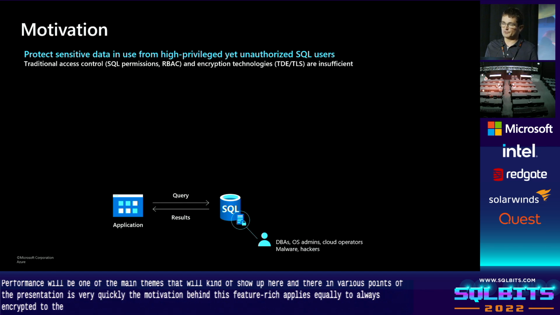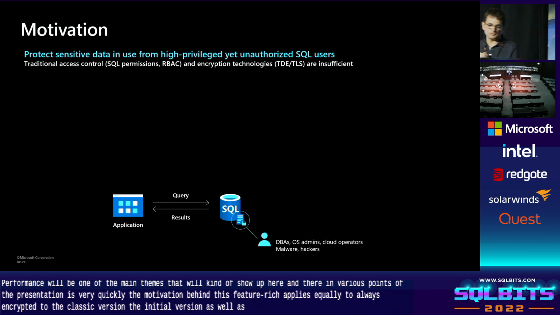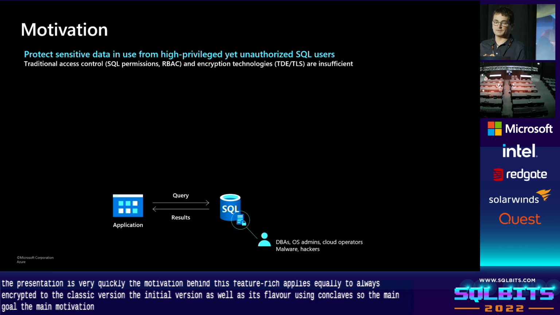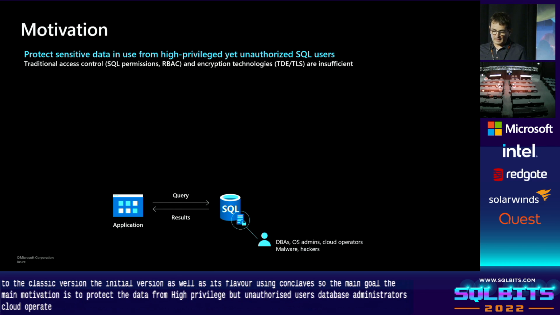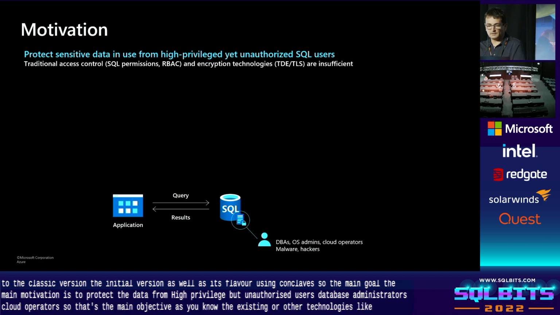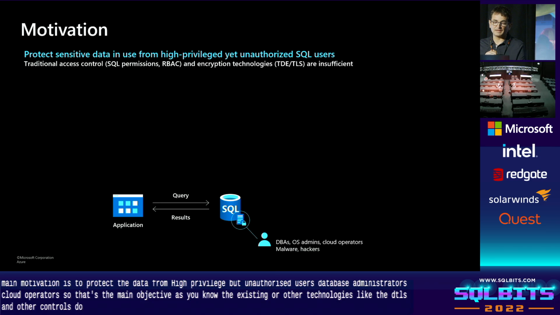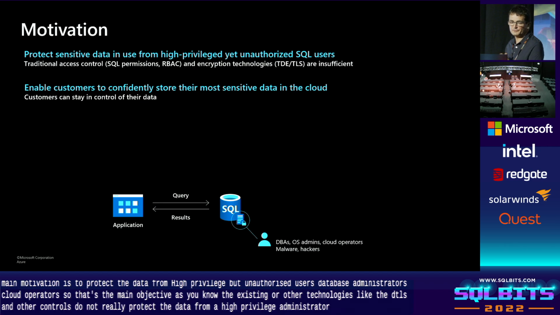So let's revisit very quickly the motivation behind this feature, which applies equally to Always Encrypted, the classic initial version, as well as its flavor using enclaves. The main goal is to protect the data from high privilege but unauthorized users, database administrators, and cloud operators. As you know, other technologies like TDE, TLS, and other controls do not really protect the data from high privilege administrators or high privileged users in general.